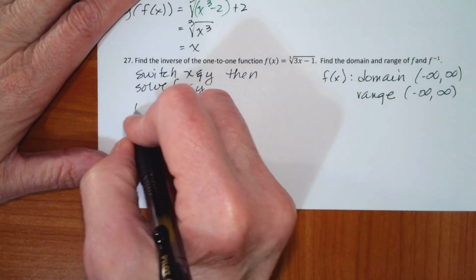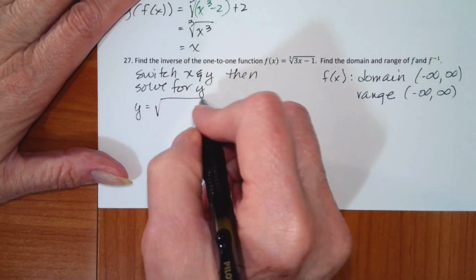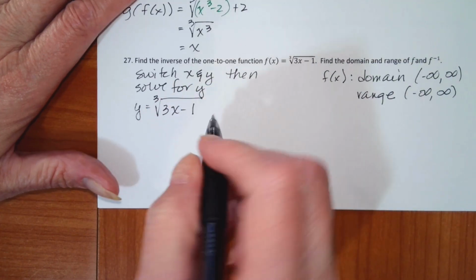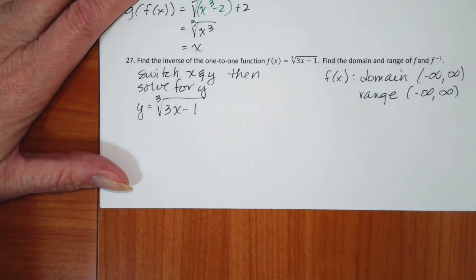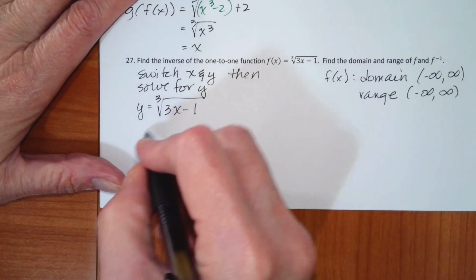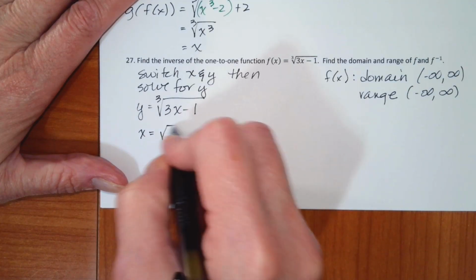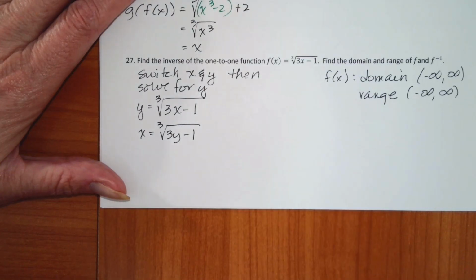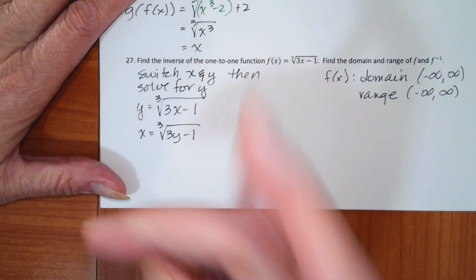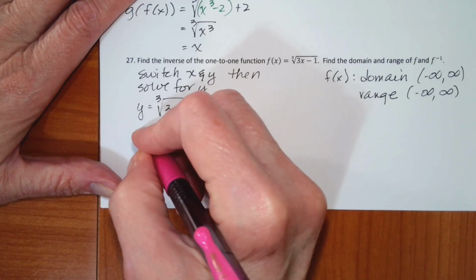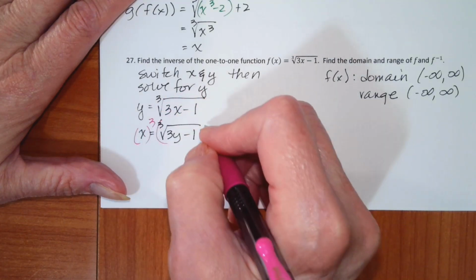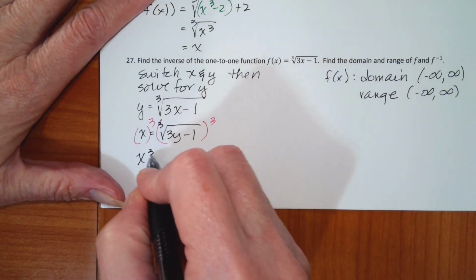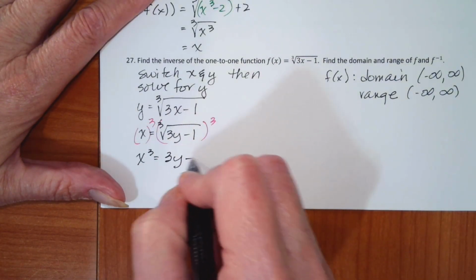Okay, so I start out with y is equal to the cube root of 3x minus 1. I switch the x and the y, so this gives me x is equal to the cube root of 3y minus 1. And now I solve for y. So of course the first thing I'm going to do is take both sides to the third power. So that gives me x to the third is equal to 3y minus 1.